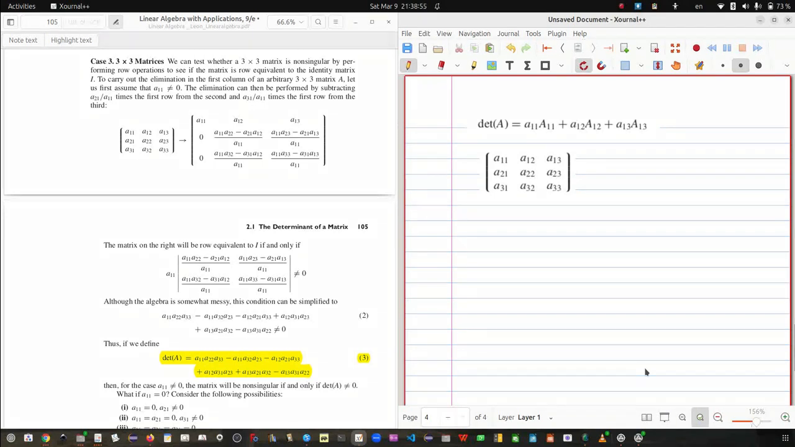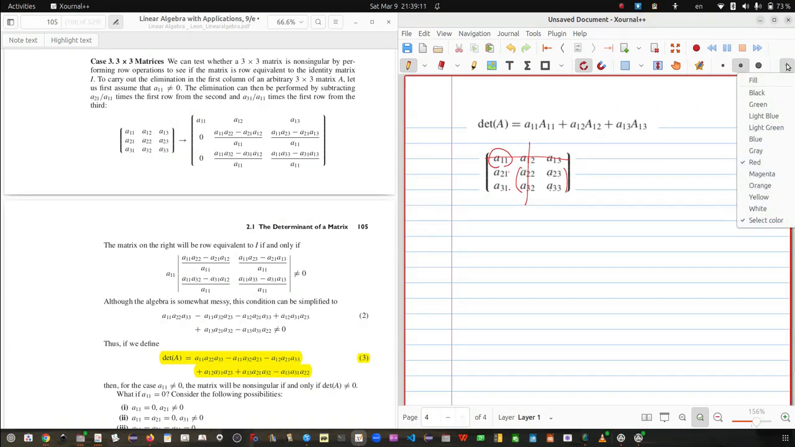Now, talking about the cofactor of A11, which is this one, A12, which is this one. I will show it in different colors. Now, A12 green. The cofactor of A12 is this and this.